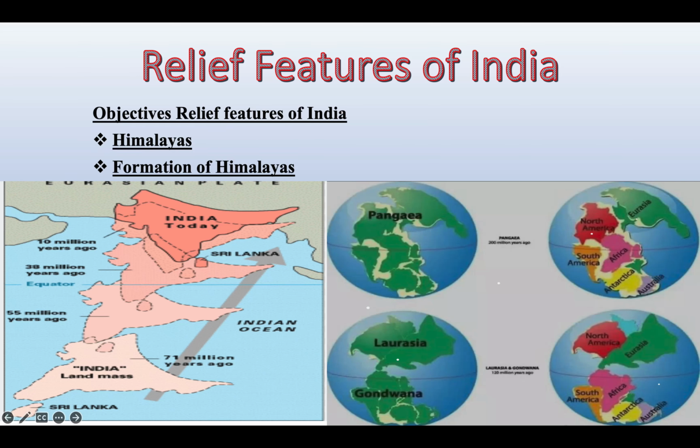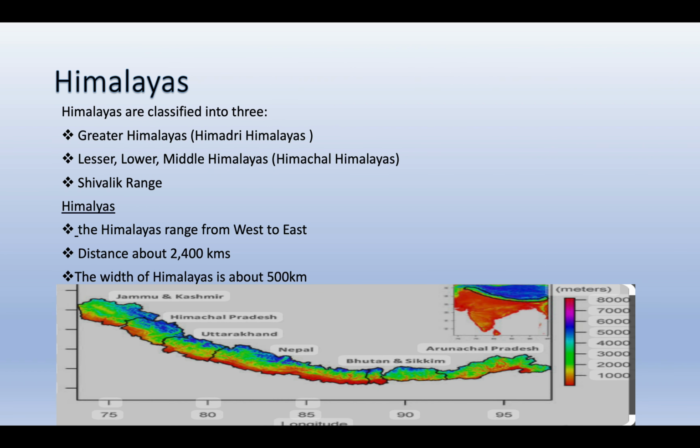So, relief features of India. The objectives of this lesson: we are going to learn about the Himalayas, the Indo-Gangetic Plains, the Peninsular Plains, the Thar Desert, coastal plains, islands, and the Eastern and Western Ghats. First, we will discuss the forming of the Himalayas.